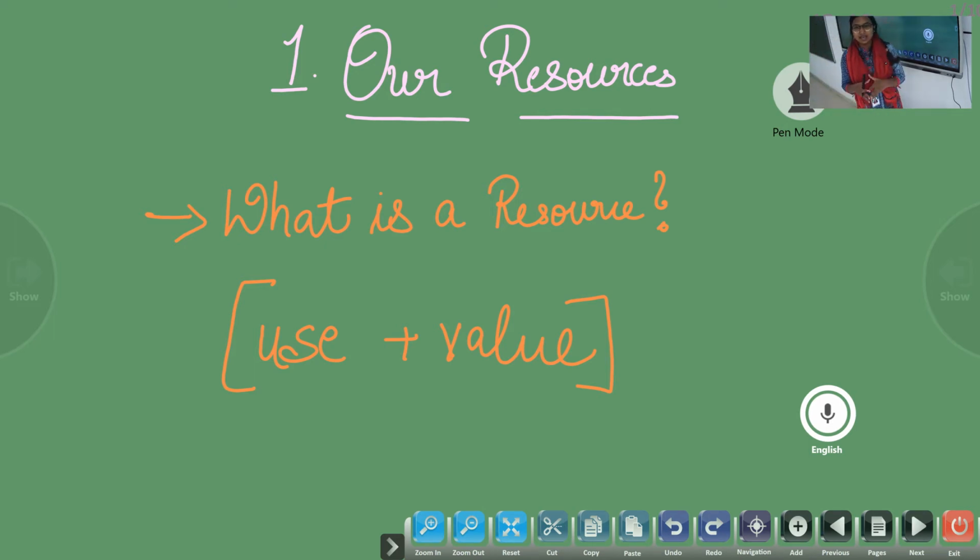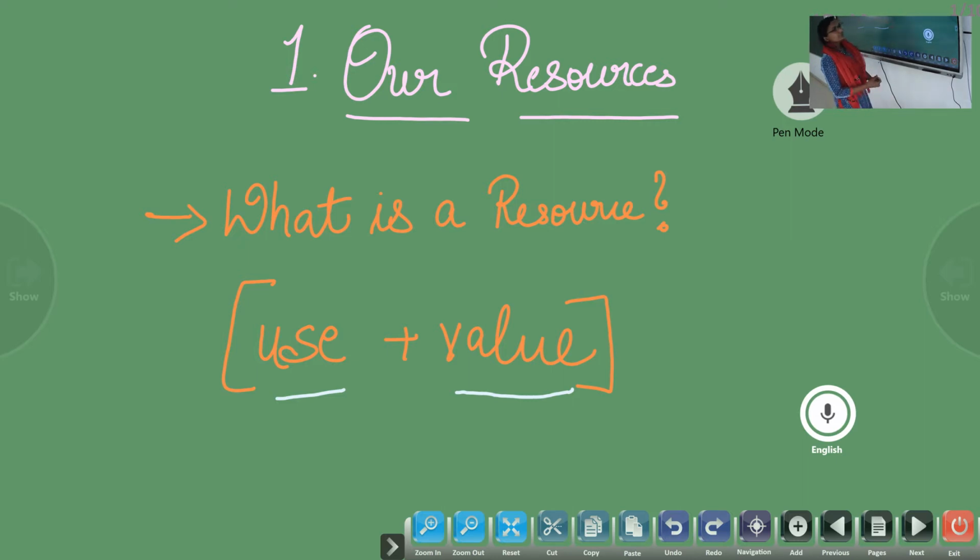Now, a resource is anything that satisfies our need, that we can use to satisfy our need, and that has value. So the two words you should remember to define the word resource are use and value. Any object around us that can be used to satisfy our need and which has value is called a resource. Let us take an example.